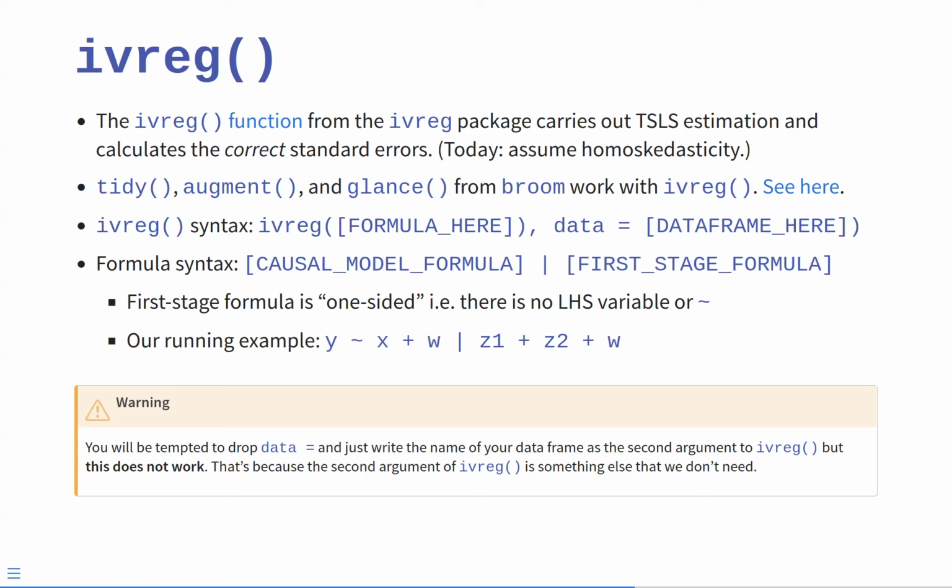And if we turn our attention to the formula chunk that is to the left of the bar over here, that's the causal model formula, and that looks familiar. That's y, our outcome variable, tilde x plus w.